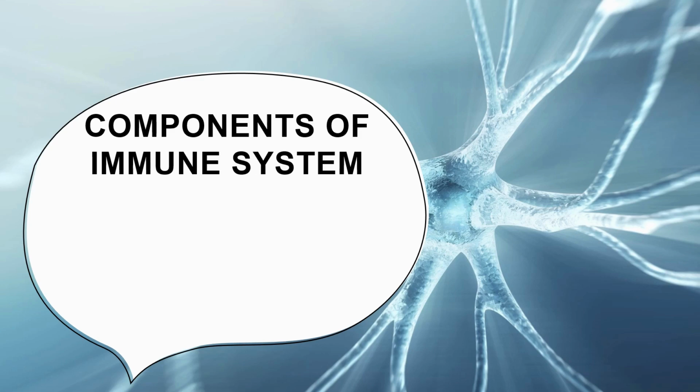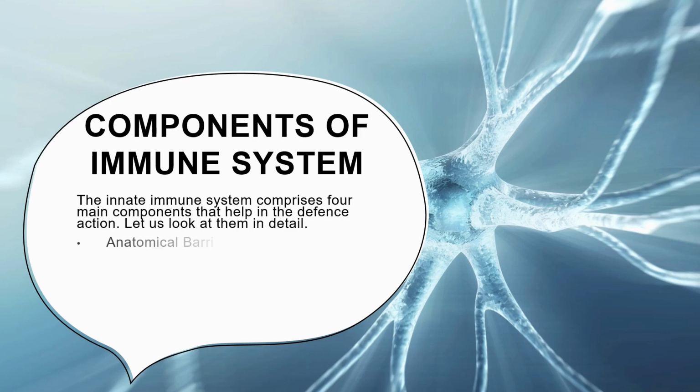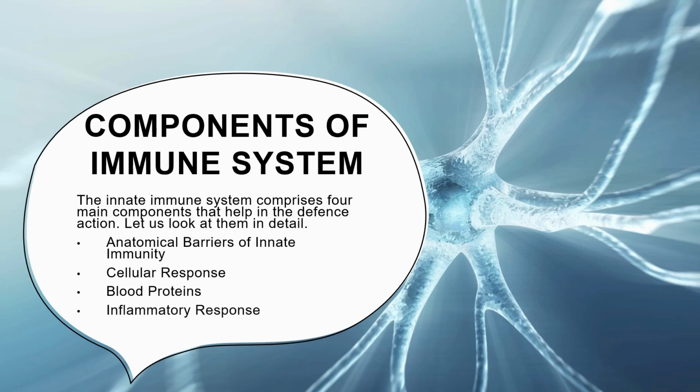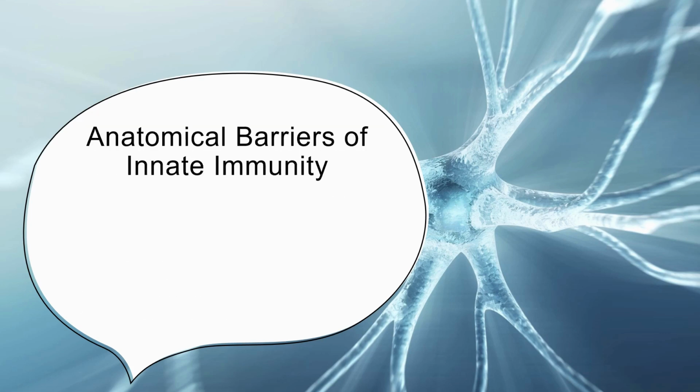The innate immune system comprises four main components that help in the defense action. Let us look at them in detail. It involves anatomical barriers of innate immunity, cellular response, blood proteins, and inflammatory response. Now I will discuss them one by one in detail.